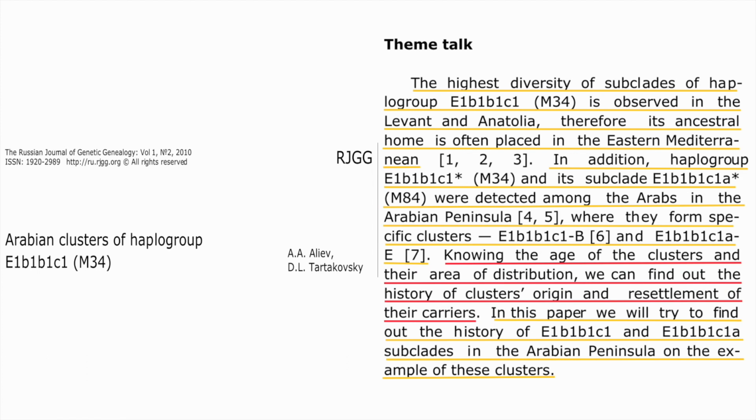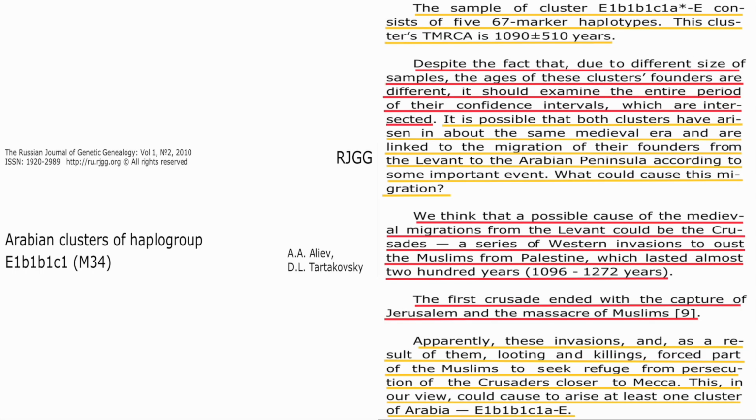In this paper, we will try to find out the history of E1B1C1 and E1B1C1A subclades in the Arabian Peninsula on the example of these clusters. The sample of cluster E1B1C1A-E consists of 567 marker haplotypes. This cluster's TMRCA is 1090 plus or minus 510 years.